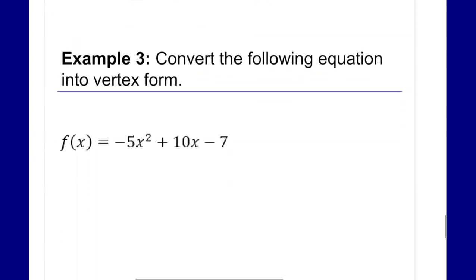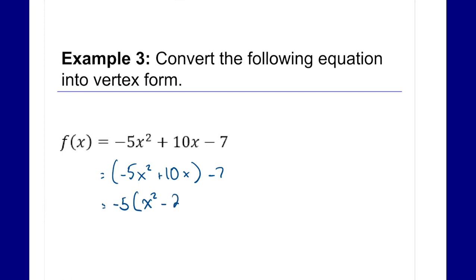One last example, similar idea. Brackets around the first two terms. I'm going to common factor, or I'm going to factor out the value in front of the x squared, in this case the negative 5. So this becomes x squared minus 2x, minus 7.